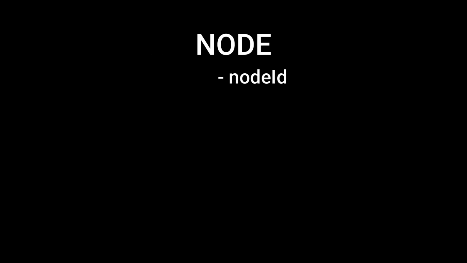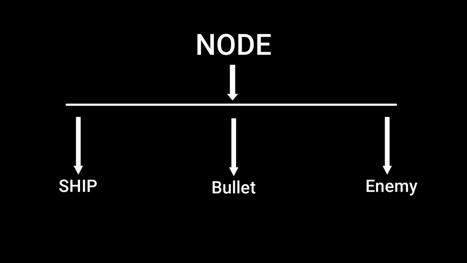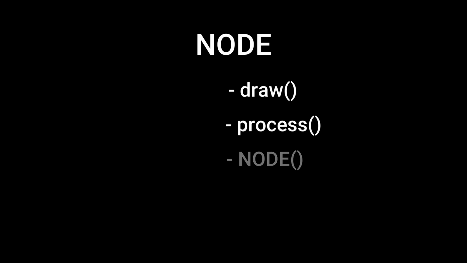I created a base class called node, which includes properties like node ID, position of x coordinate, and position of y coordinate. This node class will be inherited by all visual objects on the screen. The node class also has two virtual functions, draw and process, and a constructor. Whenever an object is created, this constructor assigns it a unique node ID using a static class called node counter.